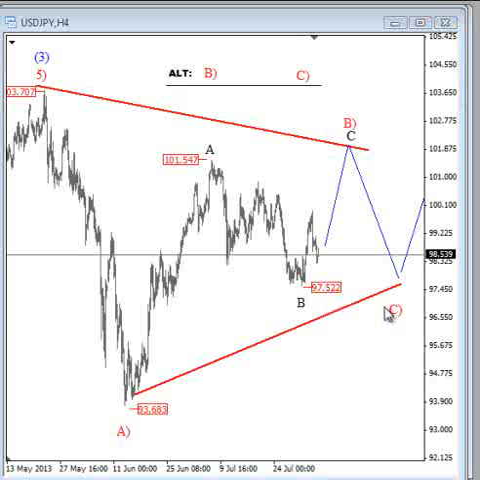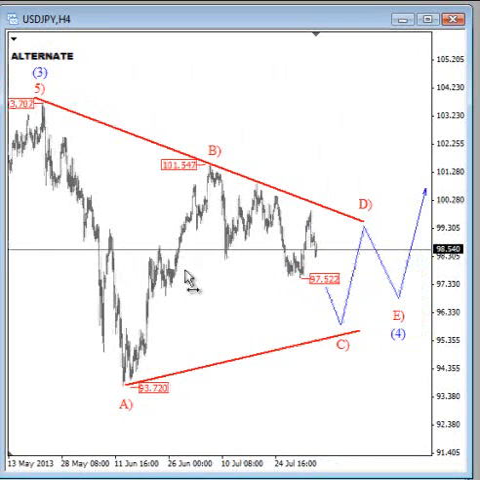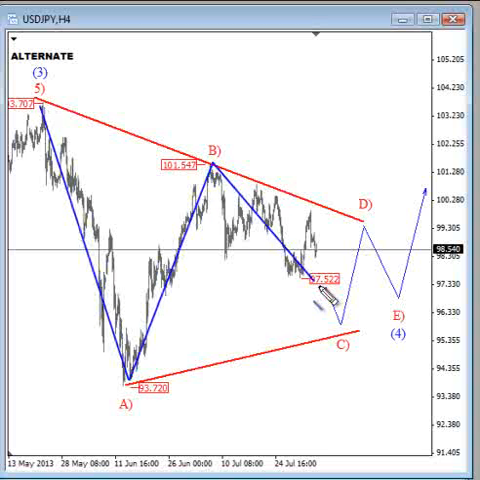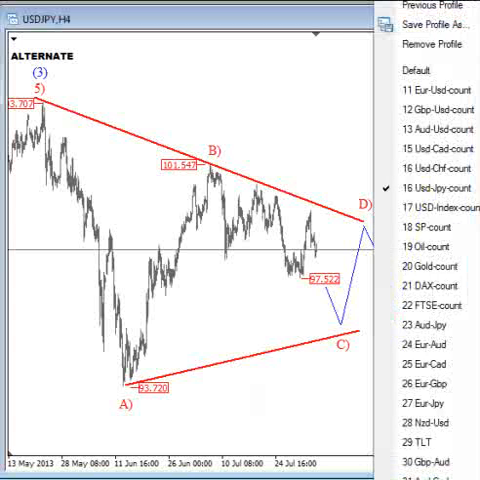Now let me check this alternate count for better understanding. You can see here that I labeled this wave A down, wave B, and now we could be moving deeper down into wave C. But in either case, I think that we have still a few more days, if not weeks, to go sideways here before we will see a break to the upside. But I'm bullish as long as the market is trading above 93.70. Okay, and now let's take a look also at the S&P.